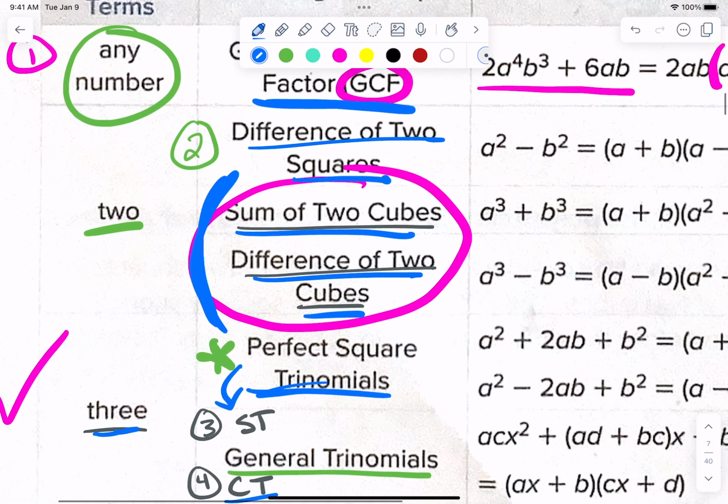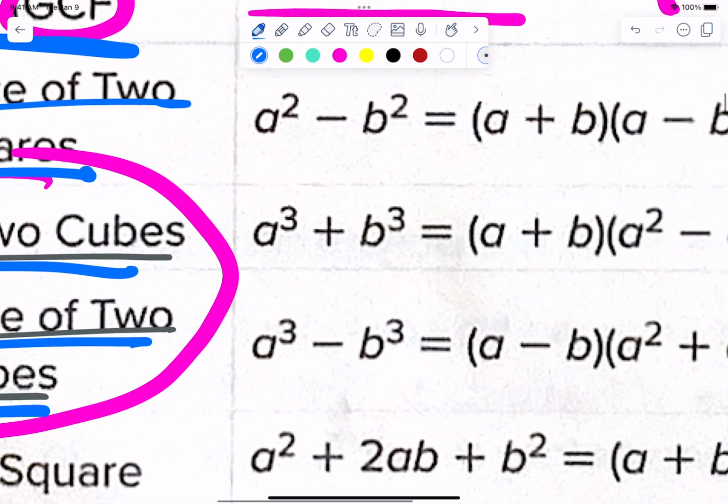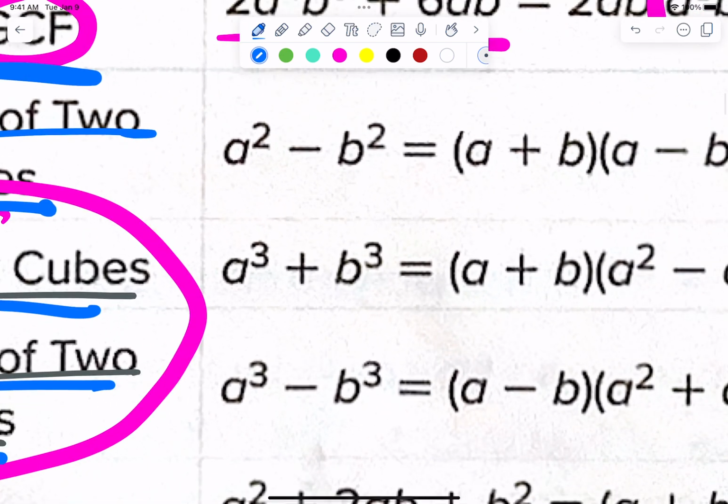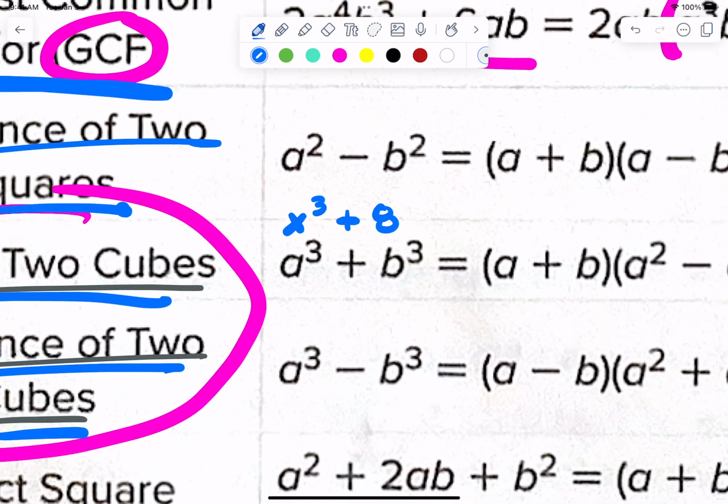Let's talk through some sum of 2 cubes and difference of 2 cubes. It's kind of like looking for a difference of squares. So here's an example of a sum of 2 cubes. Let's say I have x cubed plus 8. We'll do a sum of 2 cubes first. So write this right above where it says sum of 2 cubes. Here's an example of a sum of 2 cubes.